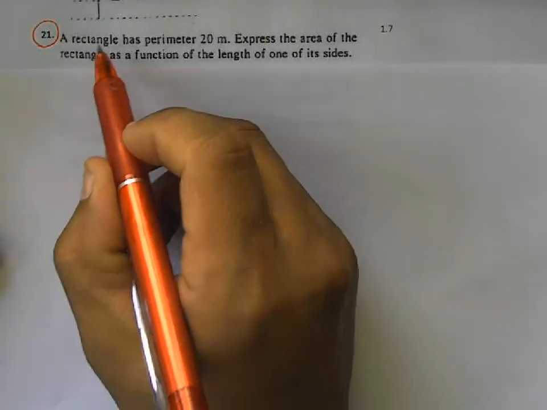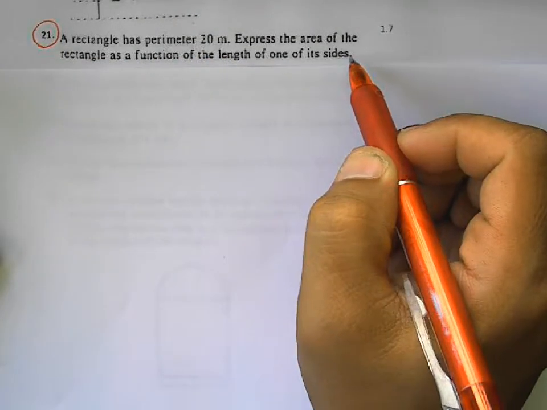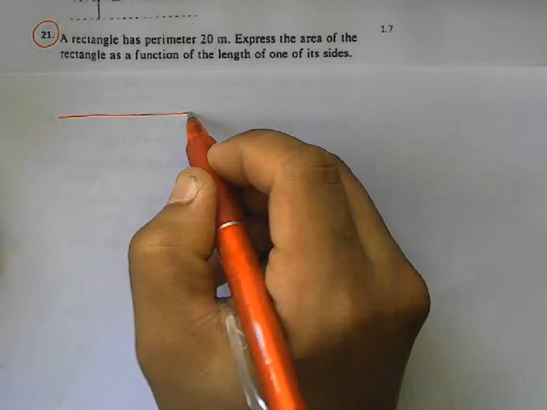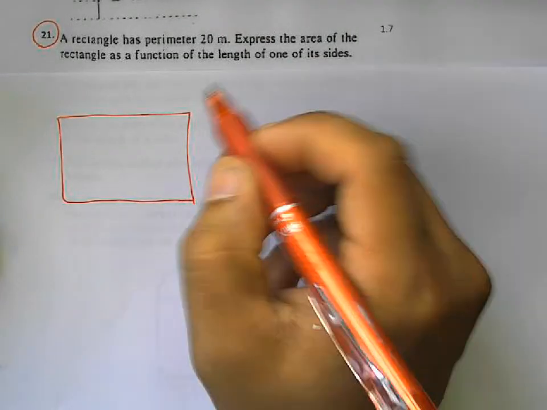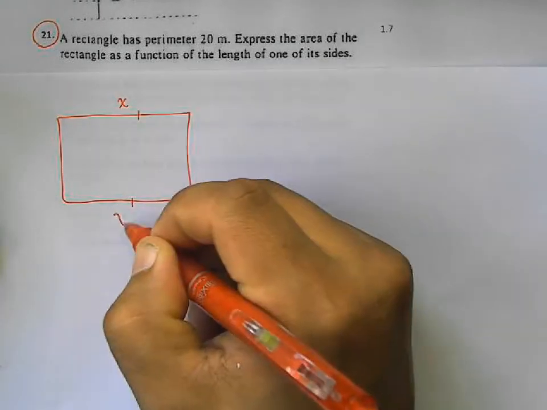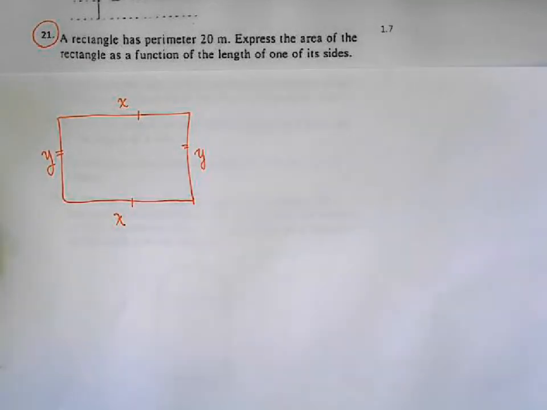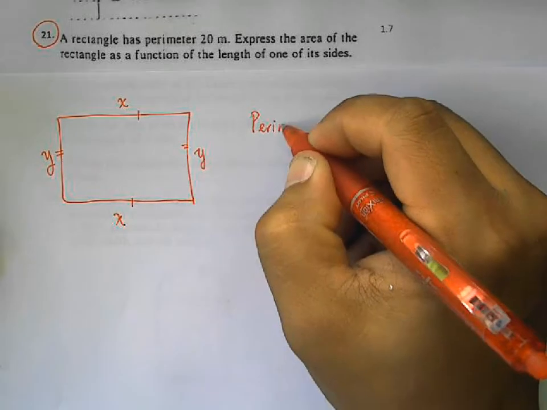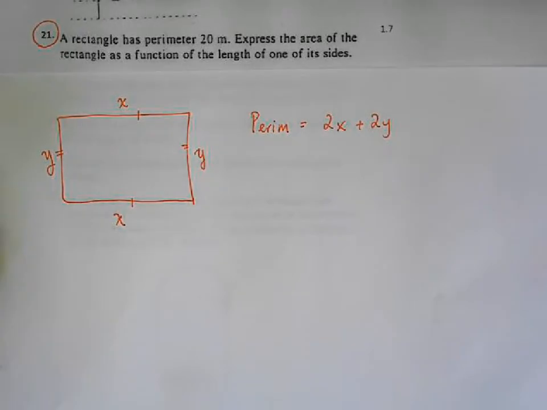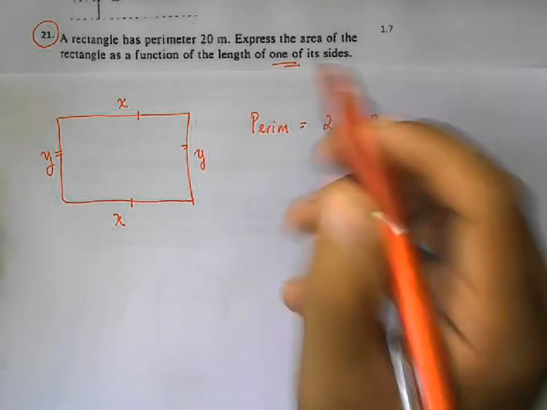So here we're asked that a rectangle has a perimeter of 20 meters. Express the area of the rectangle as a function of the length of one of its sides. So let's say here we start with a picture, and this is a rectangle, so the opposite sides here are congruent, so let's call these lengths x and these lengths y on the sides here. And we know that the perimeter is equal to 2x plus 2y. That's pretty standard. But we want to express the area of this as a function of one of its sides.